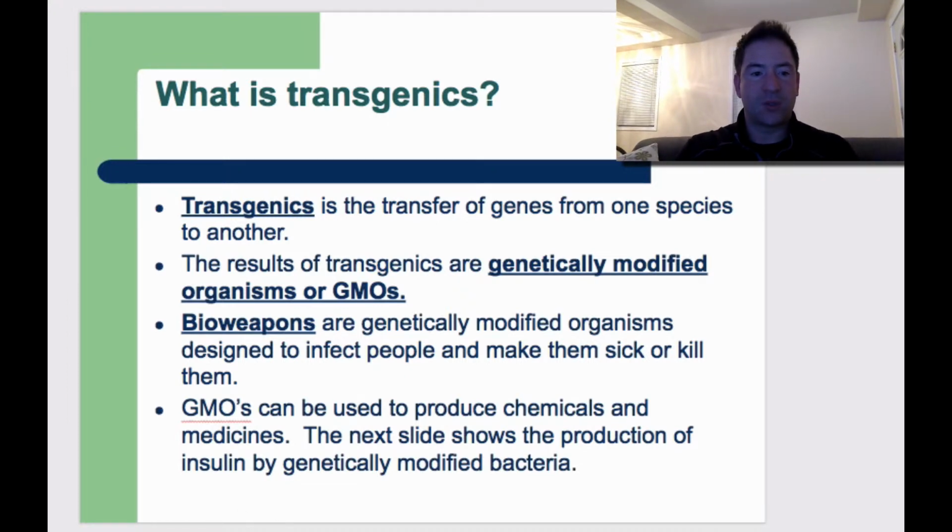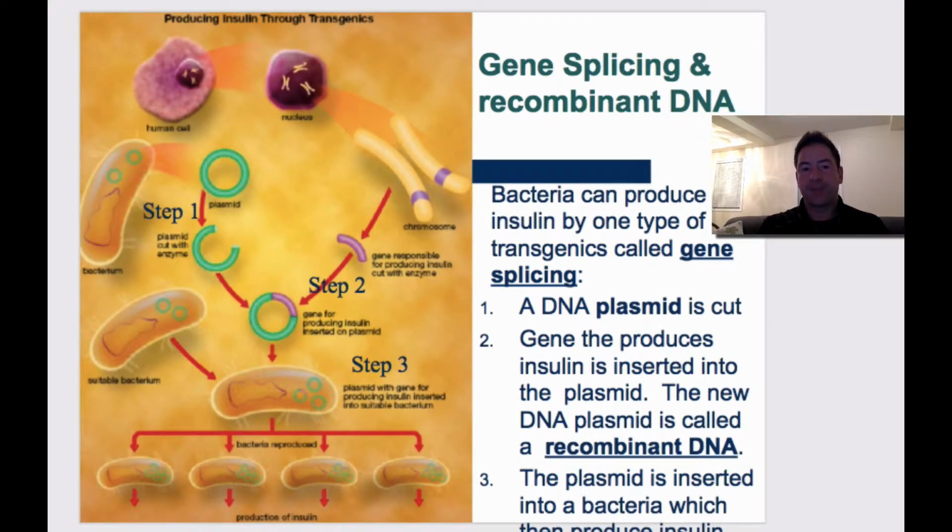So we'll move on to gene splicing. In gene splicing, this to me always kind of blows me away when I see this. You're taking bacteria, for example, insulin producing bacteria. What's happening in gene splicing, or recombinant DNA, is that you're taking a plasmid. A plasmid is outside the nucleus of a bacteria. You take this little plasmid and you cut a section out of it.